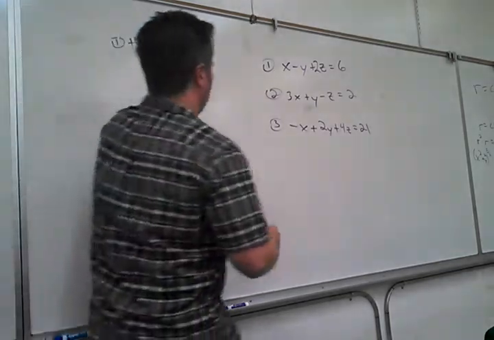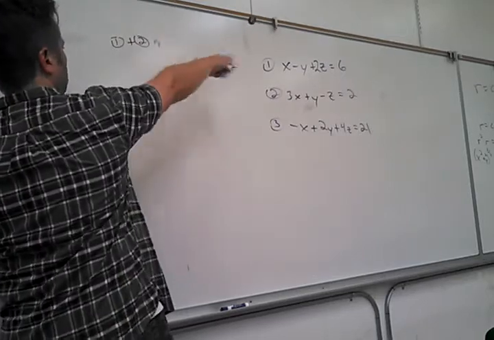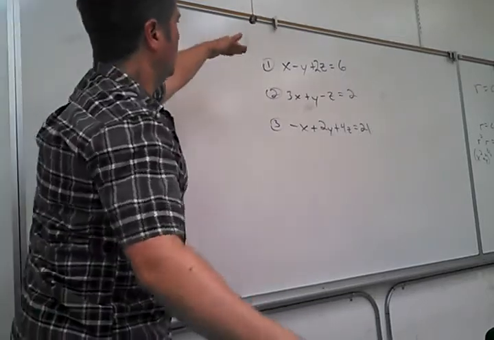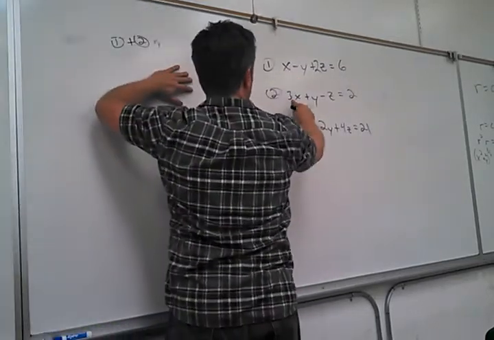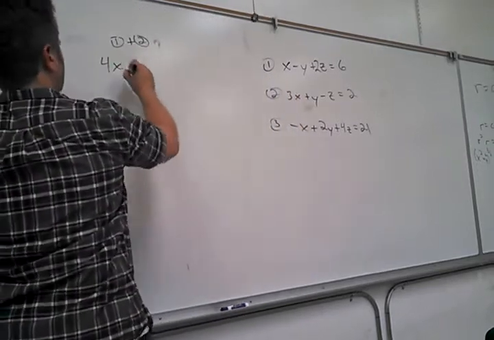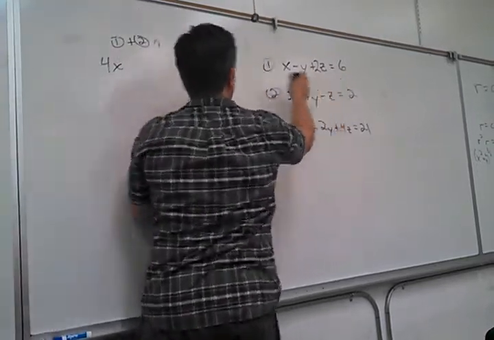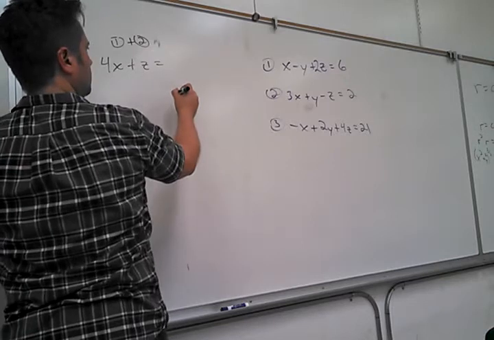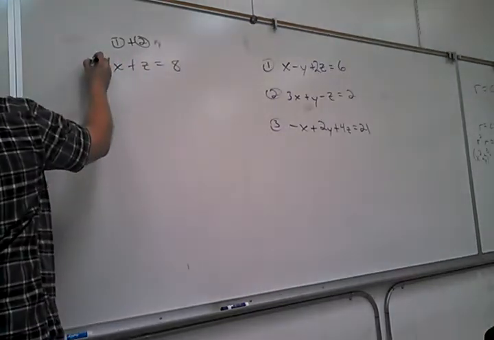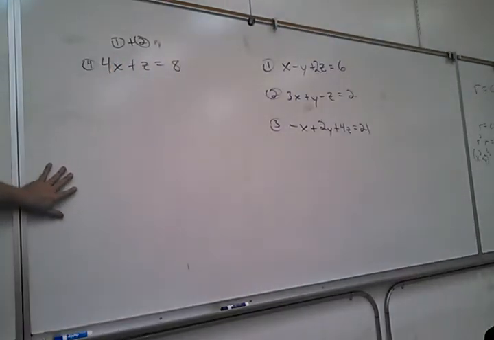Maybe. So that's why I'm allowed to do equation 1 plus equation 2. And what do I get when I add those together? 4x. The y's go away, plus z equals 8. And I'm going to call that equation 4, crazy enough.